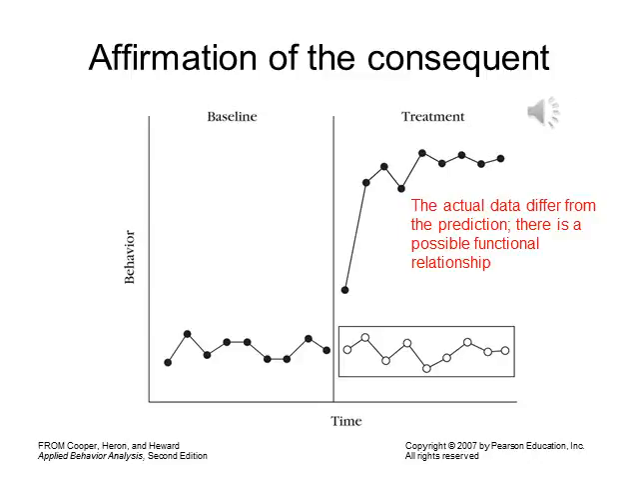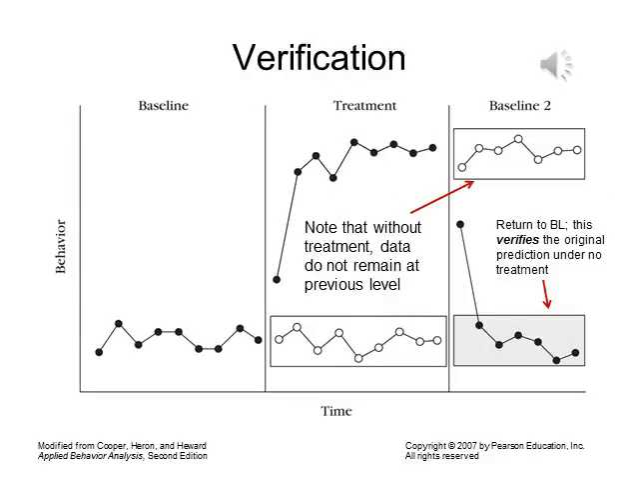So here's an example of the affirmation of the consequent. Look at the solid circles. There's baseline. We would predict, there's our prediction there in the box. If we didn't do anything at all, that's what it would continue to look like. But we did a treatment, and look what happened. So the actual data differ from the prediction, and therefore there's a possible functional relationship between the intervention and the behavior change. But there are other things we have to be able to assert in order to get internal validity.